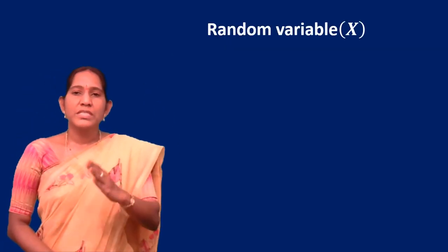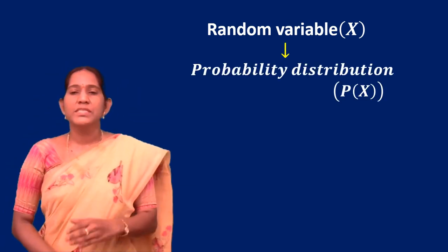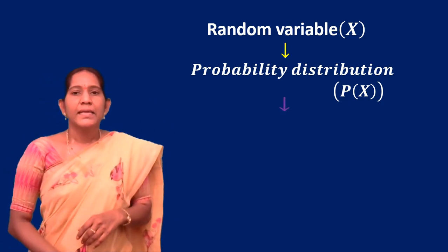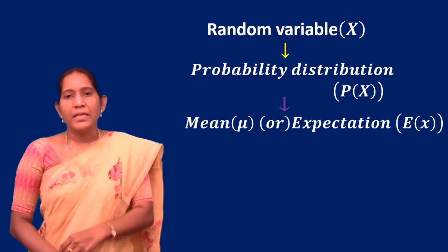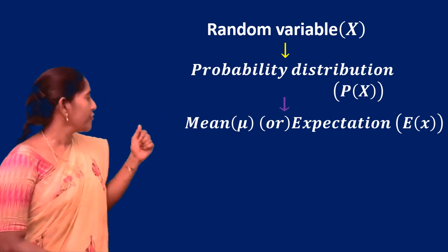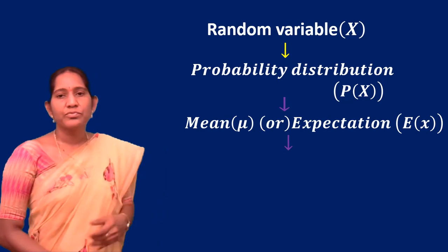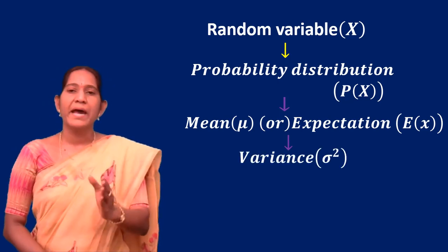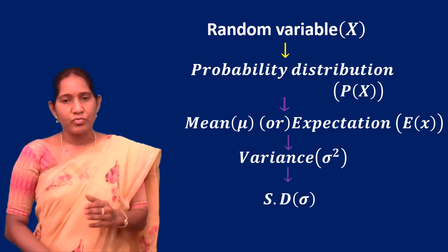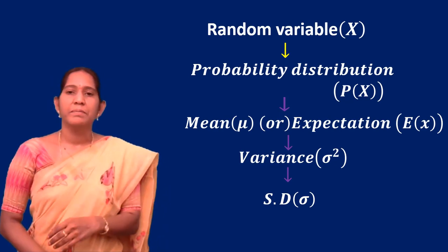Example: S is equal to the set of all possible real values in the interval 1 to 2. Random variable is denoted by X. Probability distribution is denoted by P of X. Next you have mean. You call it mean, it is denoted by mu. If you wish to call it expectation of X, it is denoted by E of X. Variance, which is Var X, is denoted by sigma square. And standard deviation, which is the positive square root of variance, stands for sigma.